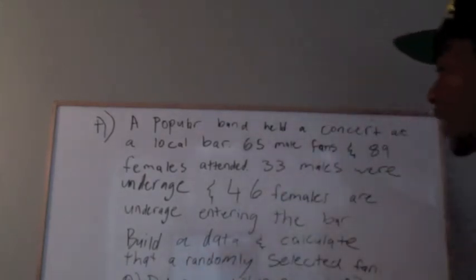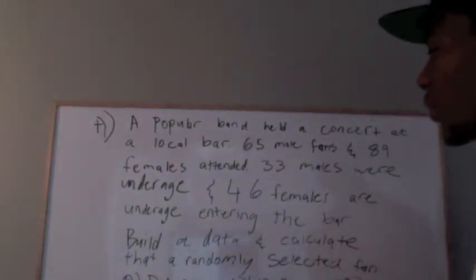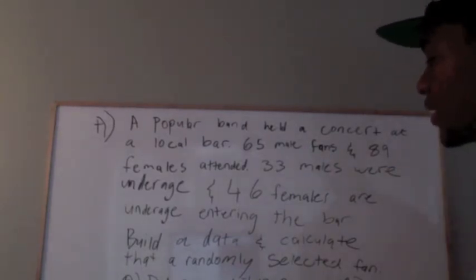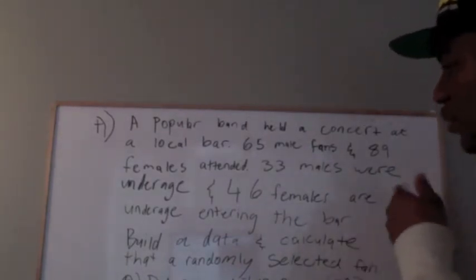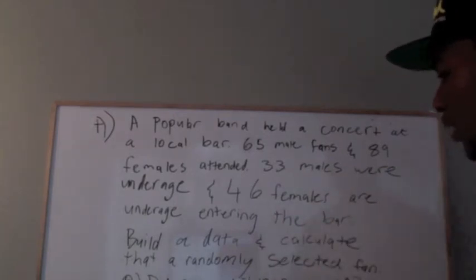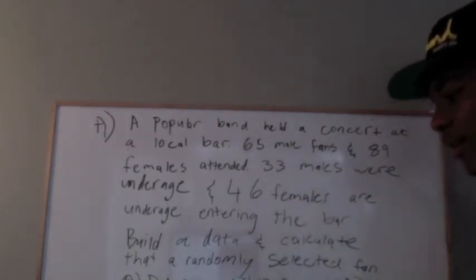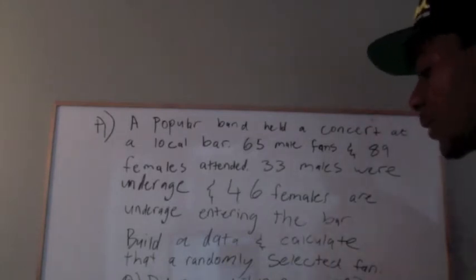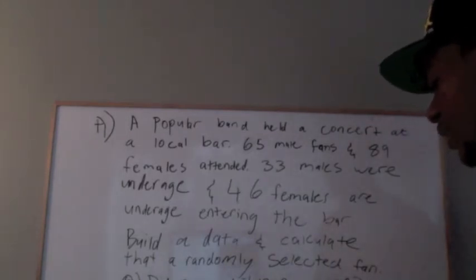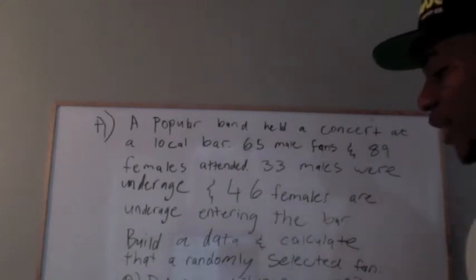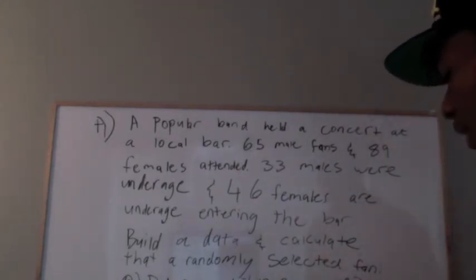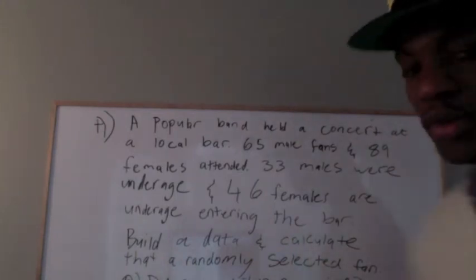A popular band held a concert at a local bar. 65 male fans and 89 female fans attended. 33 males were underage and 46 females were underage entering the bar. Build a data table and calculate that a randomly selected fan would: A, not get ID'd upon arrival; B, was a female that required ID; and C, is a male and it's known that he got ID.